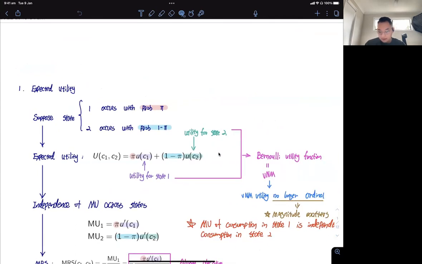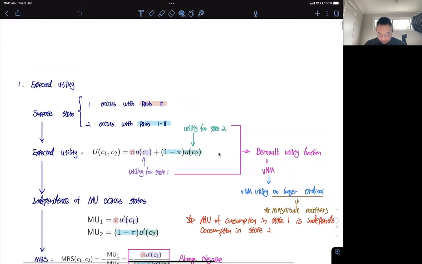Then we'll have a Bernoulli utility function, or sometimes we call this von Neumann. And this von Neumann utility is no longer ordinal. So we say the magnitude matters. As for the independence of utility across states, marginal utility 1 equals pi times u prime c1, and marginal utility 2 for state 2 will be 1 minus pi times u prime c2. Well, obviously this depends on the utility function itself.